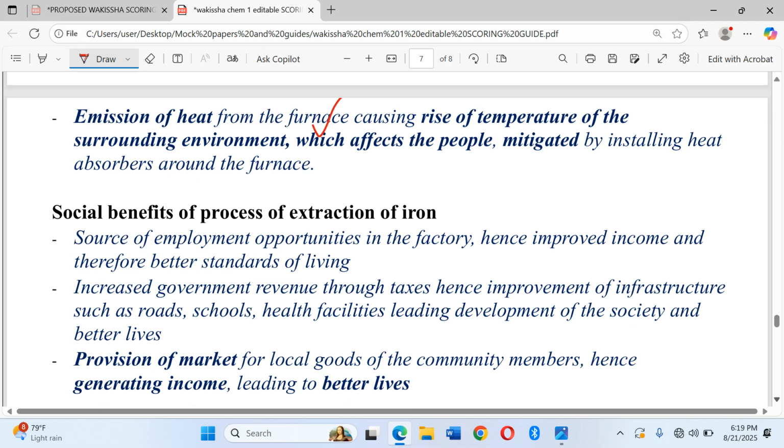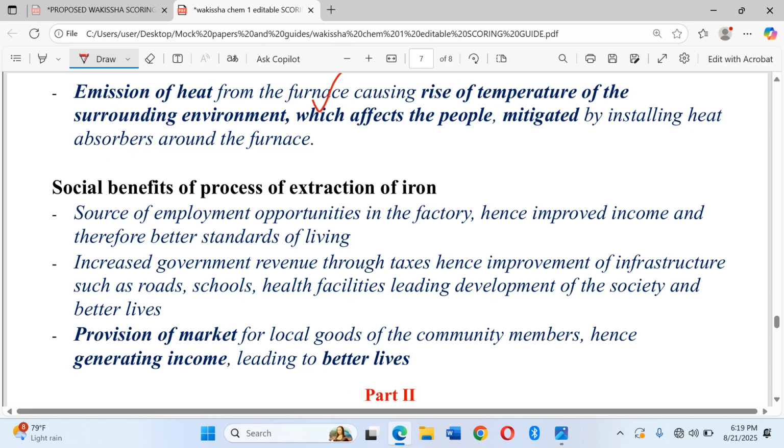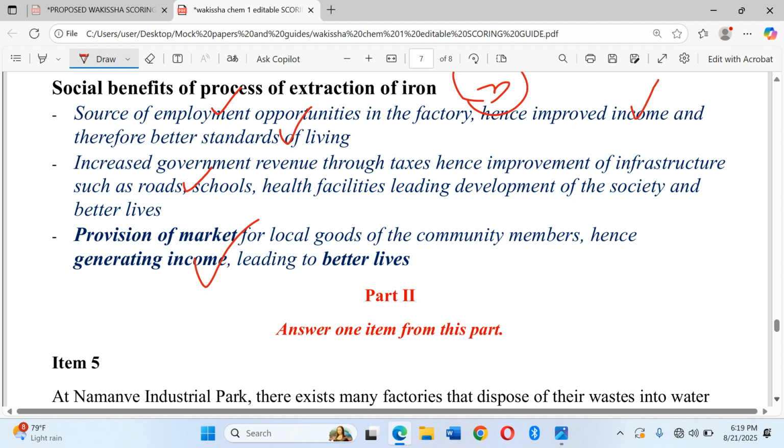Then social benefits of process of production. All these we have talked about them. Source of employment opportunities, which leads to improved income and therefore improved standards of living. And you can get all your 3 scores. So even here you get all your 3 scores. But the 3 scores don't go on 3 points. The 3 scores are on 1 point, which is very well explained. So these other points are for our case of revision, so that we can have a variety of those items.